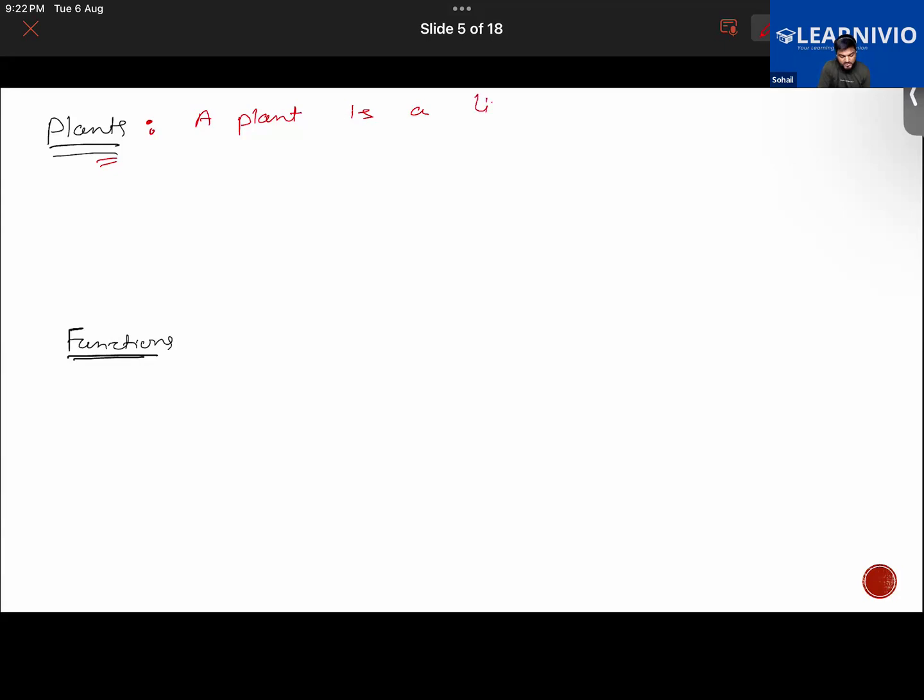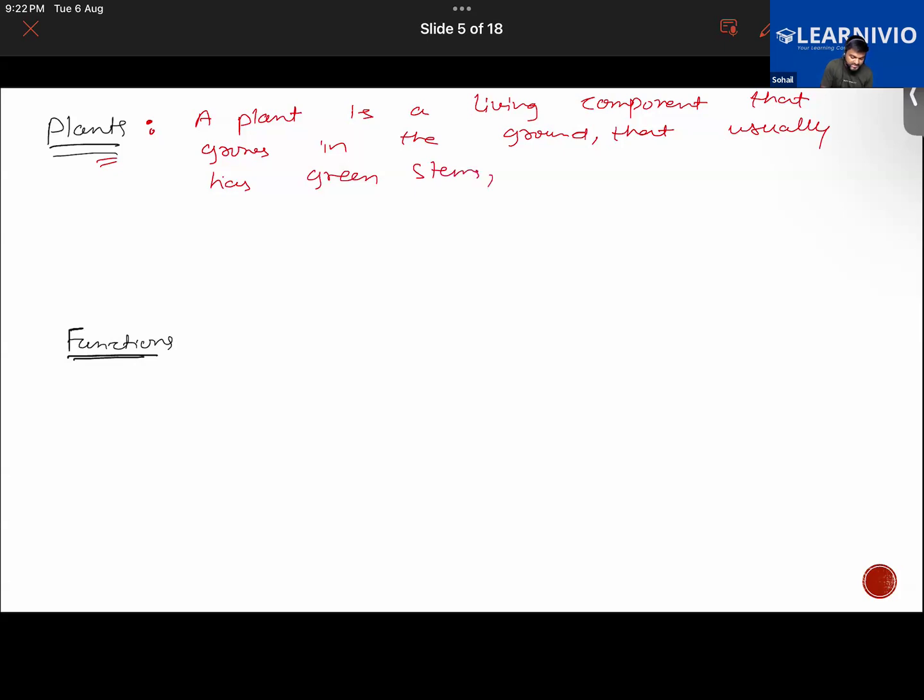So a plant is a living component or a living thing that grows in the ground and has a thin green stem, that usually has green stems, roots, leaves, or in some cases flowers also.